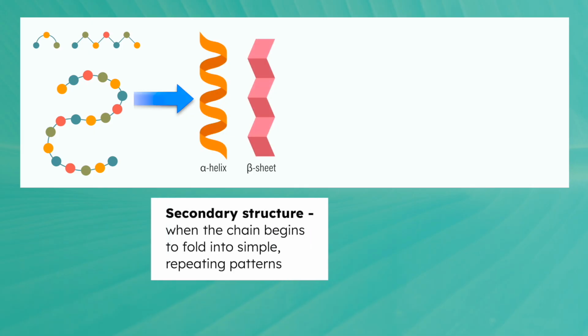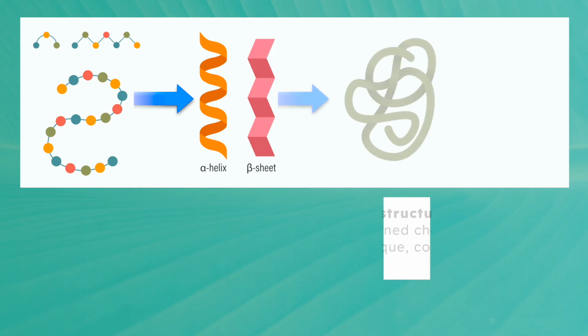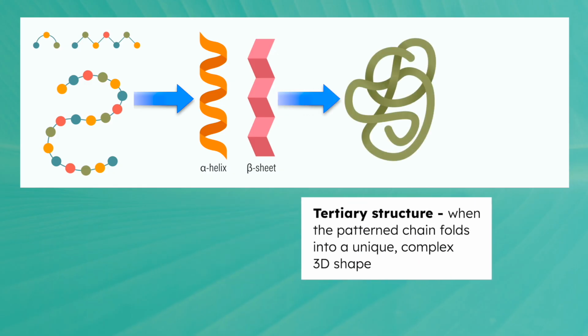The secondary structure forms when the chain begins to fold into simple, repeating patterns. The most common patterns are the alpha helix pattern, a spiral shape, or beta-pleated sheets that look like an accordion-folded strip of paper. The tertiary, or third level of protein structure, occurs when bonds between the different groups in the amino acid cause the pattern chain to fold into a unique, complex 3D shape. This final 3D shape is what allows the protein to perform its specific function.